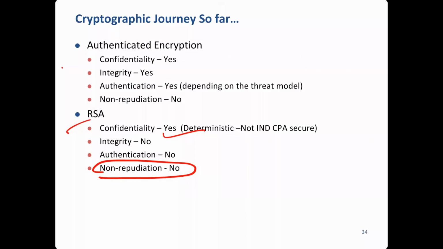Non-repudiation means what? Alice and Bob can cheat each other, because there is no third party between the two of them. But how do we achieve non-repudiation? That's the question. For that, we use digital signatures. This is a very, very, very important technology. We use it every day. When we do any e-transaction, we cannot do it without digital signatures.